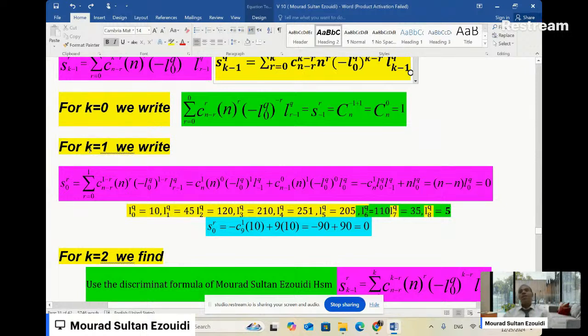To find S0, just put k equal 1 in the discriminant formula of Mourad Sultan Ezouidi. Therefore, a 0 for the r equals the sum from 0 to 1, combination n minus r choose 1 minus r, n raised to the power r between parentheses, multiplied by a 0 for the q raised to the power 1 minus r times L r minus 1 equals 2.